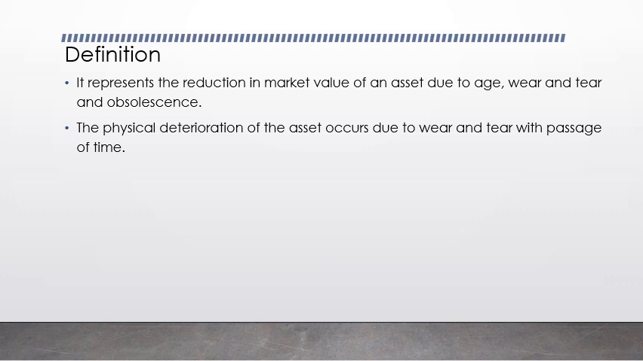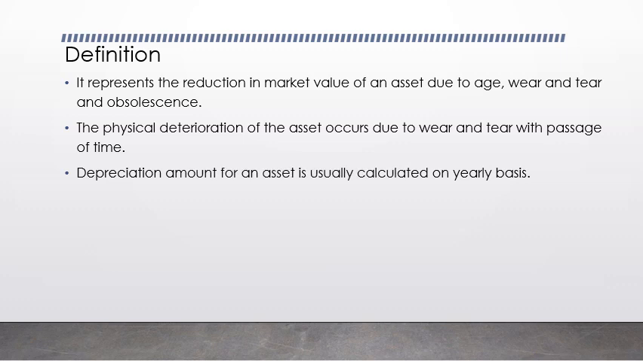The physical deterioration of the asset occurs due to wear and tear with the passage of time. I keep on using the bike. I keep on using the chair. I have paid 750 rupees for a brand new chair. After 3 months, if I want to sell it, can I get 750? No. Because of wear and tear, usage, it would have lost its value. That is termed as physical deterioration.